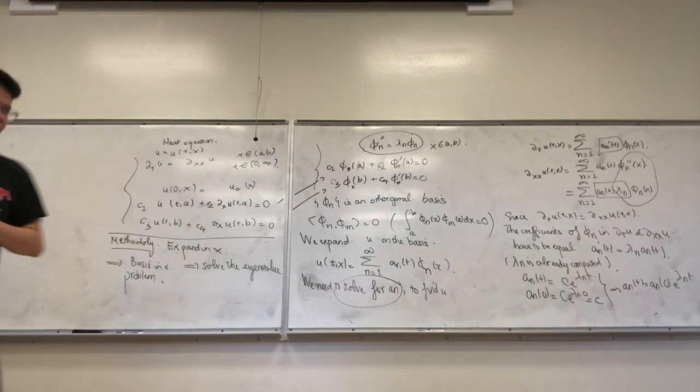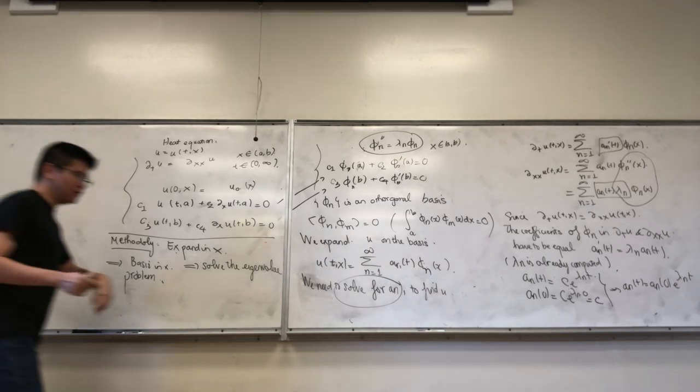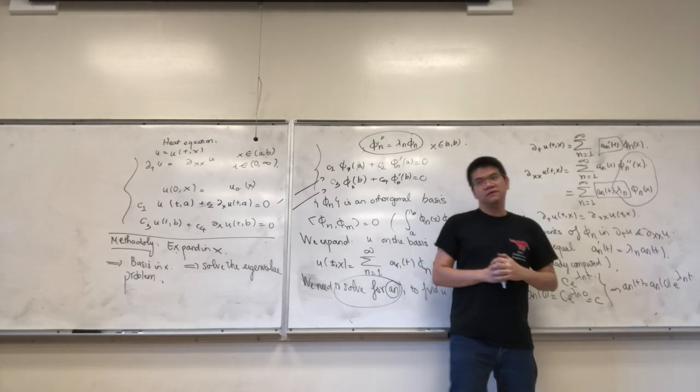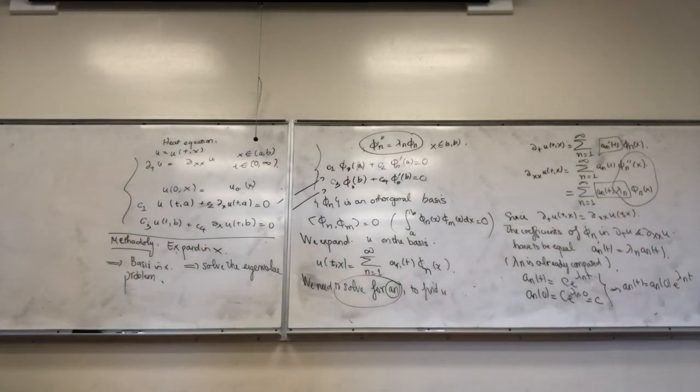Questions? Right? So now we have to solve for an, right? We have lambda n. Now we have to compute an 0. How do we compute an 0?